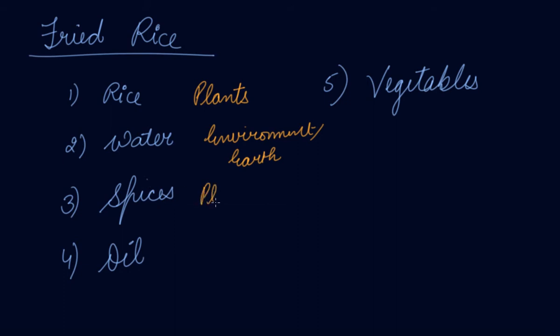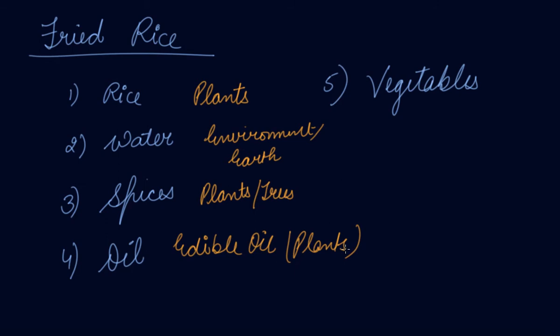Spices, again from plants or trees. You use the barks or roots or the leaves in order to make the spices. Then comes oil. Oil, an edible oil, you get from plants. Like if I say sunflower oil, it means you get the oil from the seeds of the sunflower plant, right? So edible oil you get from plants. Then vegetables, again you get from trees or plants.